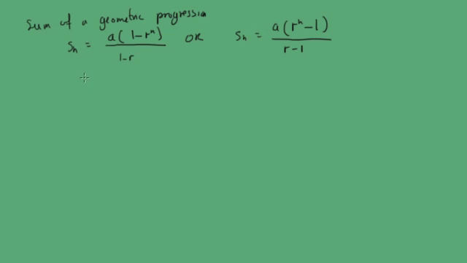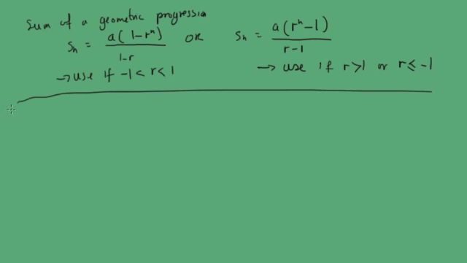Either formula can be used, but it's usually easier to use the first formula if minus 1 is less than r is less than 1, and you use this one if r is greater than 1 or r is less than or equal to minus 1. Now it's important to have a handle on the proof for these. So this is the proof.